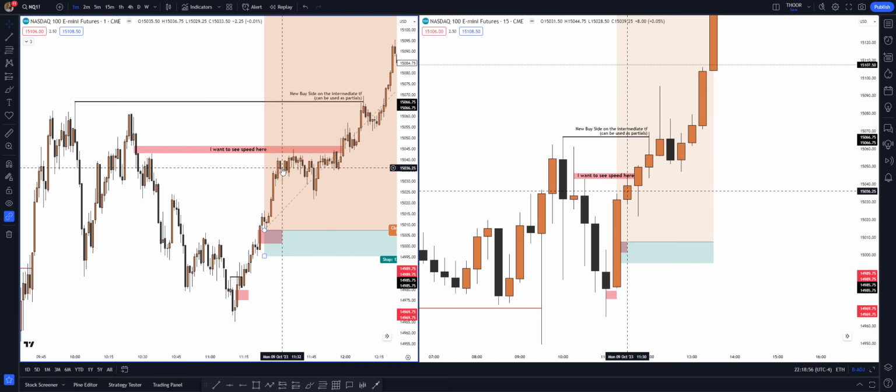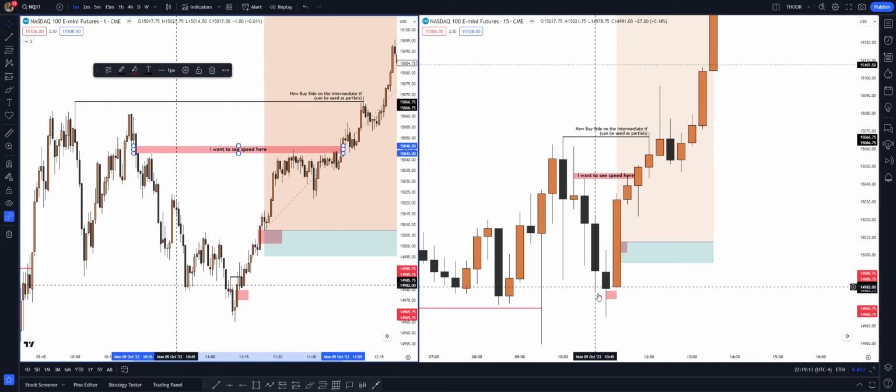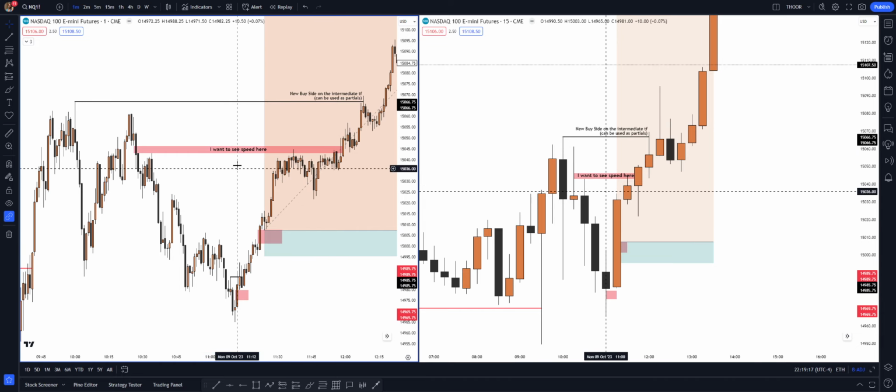But in an ideal world, this is why I mention on my personal charts, I want to see speed here, or I want to see price violating or disrespecting this imbalance, okay? And that is because I am looking at the 15-minute chart or the intermediate time frame chart, okay?